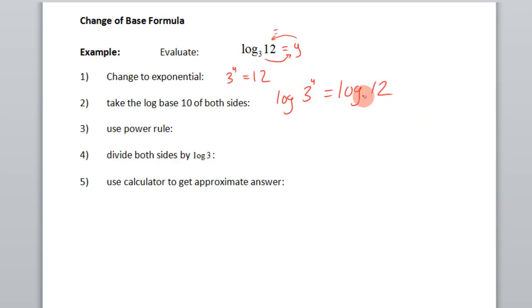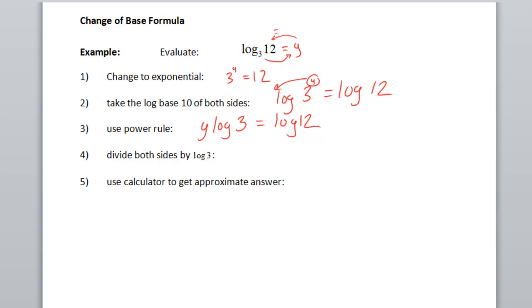Why do I choose base 10? Because the calculator can evaluate that. Alright, then we're going to use the power rule, because there's this exponent, right? I'm trying to solve for that exponent. I'm going to bring it down out front. Now it's y times log base 10 of 3 equals log base 10 of 12.